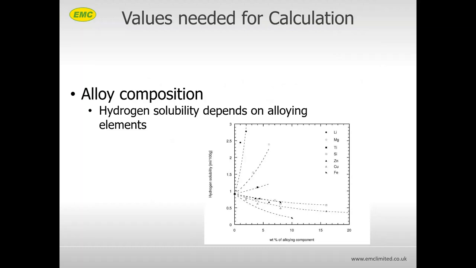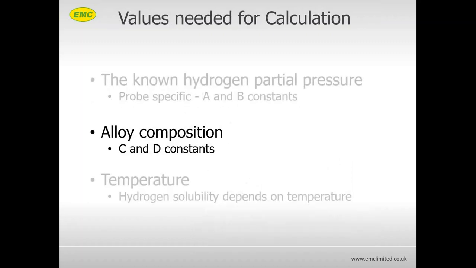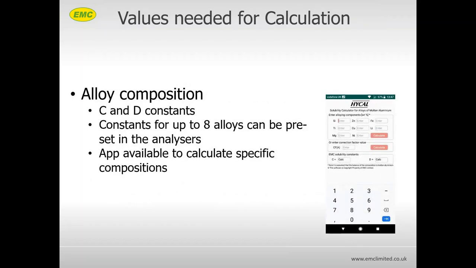Alloy composition: hydrogen solubility depends on the alloying elements. Some elements like magnesium will increase solubility. Some elements like copper will tend to suppress the solubility. These effects are summarized in the so-called C and D constants, which are alloy specific. The analyzers can be preset with a number of different alloys, but there is an app available where you can enter your precise alloy composition and it will generate the C and D constants for that particular alloy.